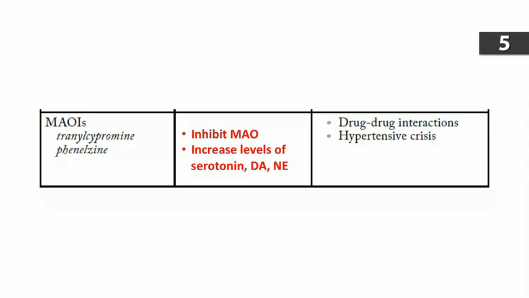Now, we mentioned that MAOIs are useful for atypical depression, but we really just don't use them much. They work great, but the problem is that they have so many side effects and there are a lot of dietary restrictions, which we're going to talk about, and there are a lot of drug-drug interactions. For example, we mentioned that MAOIs can increase the risk of serotonin syndrome. But the main side effect to know about with MAOIs is hypertensive crisis, which occurs after eating foods containing tyramine.